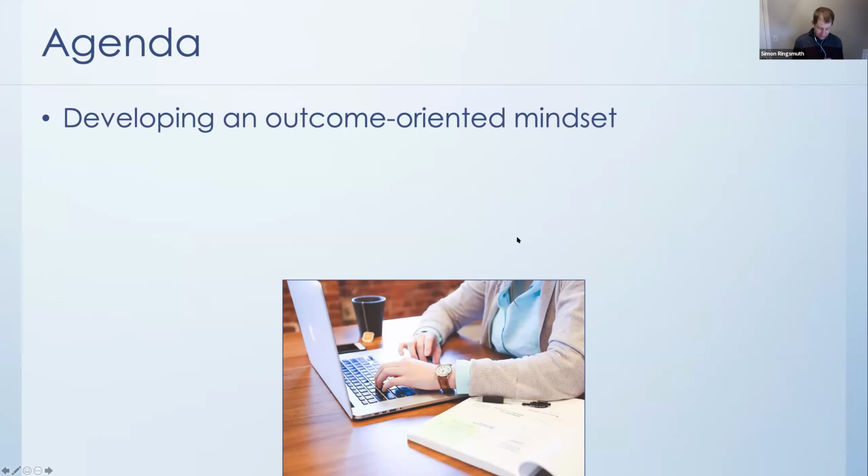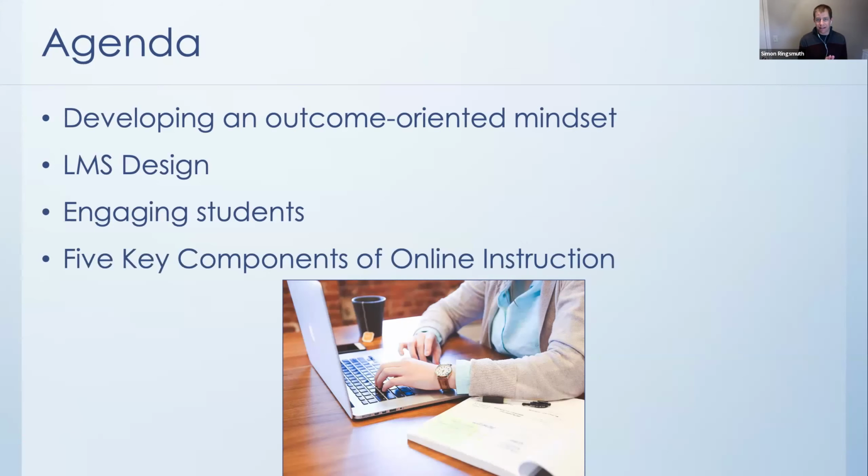With that being said, let's get to our agenda. 4 main things that we talk about today: developing an outcome-oriented mindset, LMS design, engaging students, and I'm going to close on what I call the 5 key components of online instruction. That's 5 things that I've summarized from a lot of the literature and a lot of experience of teaching online. There's 5 things that work pretty well in any given online class, no matter who you are, no matter what subject you teach, no matter how big the class is. There's 5 things that are generally going to lift up the level of your class.